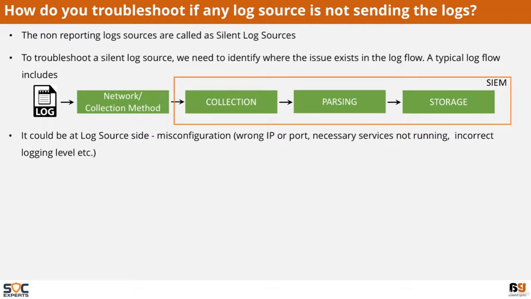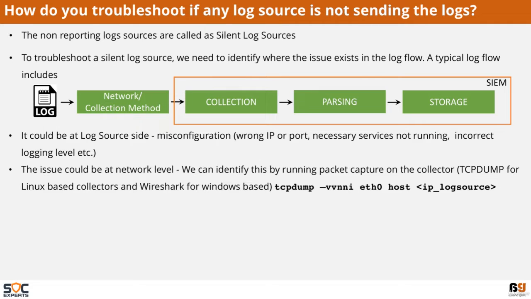Now, if the issue is at the log source side, it could be some misconfiguration. The administrator might have entered the wrong IP address or port number, necessary services are not running, or it might be an incorrect logging level. That's when the issue is at the log source side. Then the issue could be at the network level.